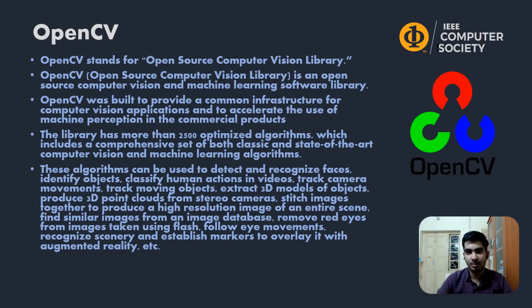Now we will learn something about OpenCV. OpenCV stands for Open Source Computer Vision Library. As the name suggests, it's an open source computer vision and machine learning software library. The library has more than 2,500 optimized algorithms, which consist of both classic and state-of-the-art computer vision and machine learning algorithms. These algorithms can be used to detect and recognize faces, identify objects, classify human actions in videos, track camera movements, extract 3D models of objects, produce 3D point clouds from stereo cameras, and many other applications.